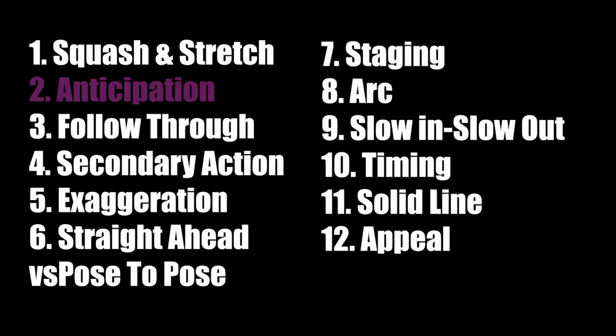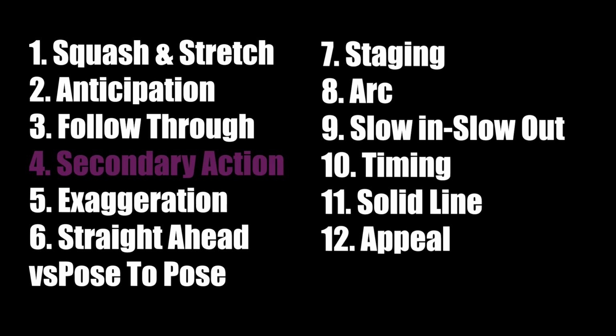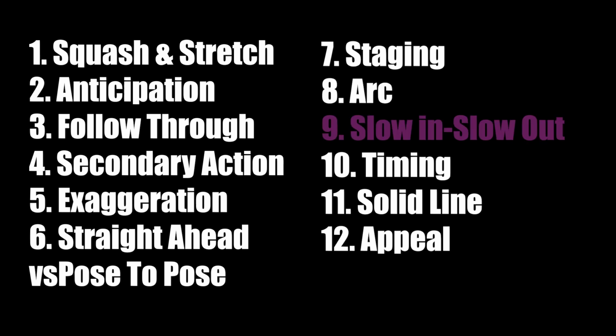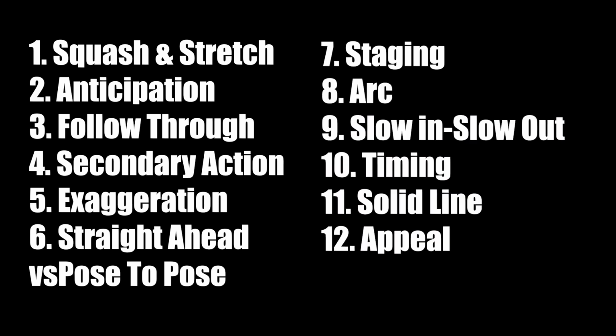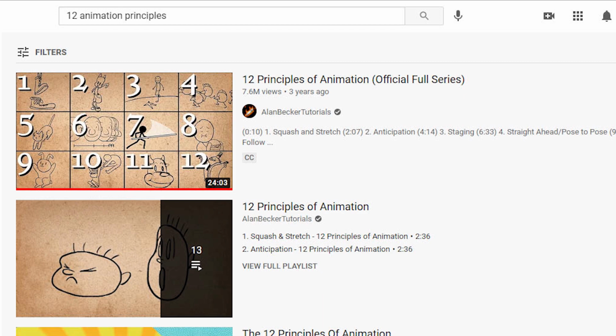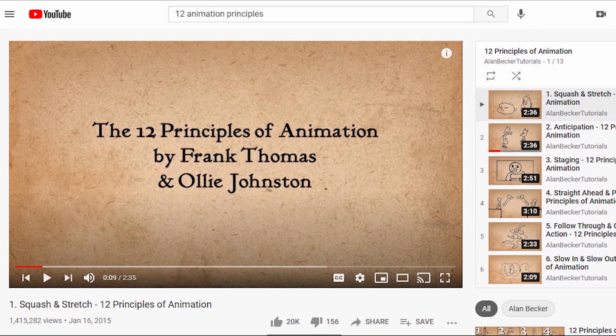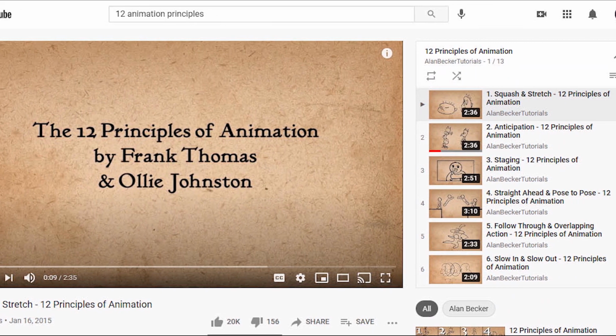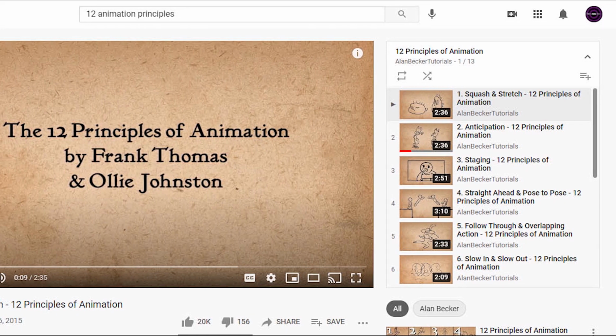So before we get started on stop motion specifically, there are 12 basic principles to animation that you should know. They're squash and stretch, anticipation, follow through, secondary action, exaggeration, straight ahead versus pose to pose, staging, arc, slow in, slow out, timing, solid line, and appeal. While they're all super important to learn and understand, I'm only going to be going over a couple of these in depth since they relate more to stop motion specifically. If you're really interested in hearing about all the principles in depth, I've linked a video from Alan Becker Tutorials in the description below. He does a great job of explaining each one and the importance very well, so I would recommend checking that out as well. Super interesting, super helpful, very important.